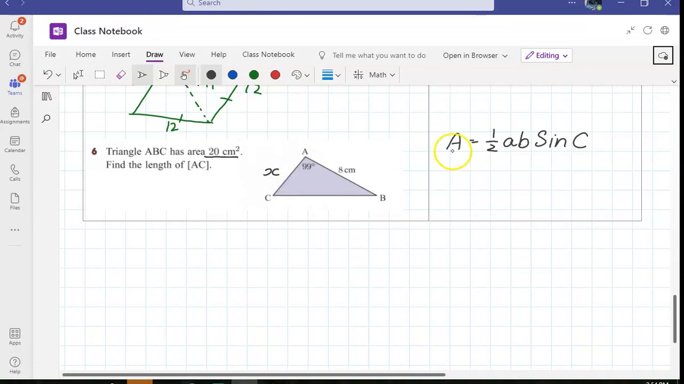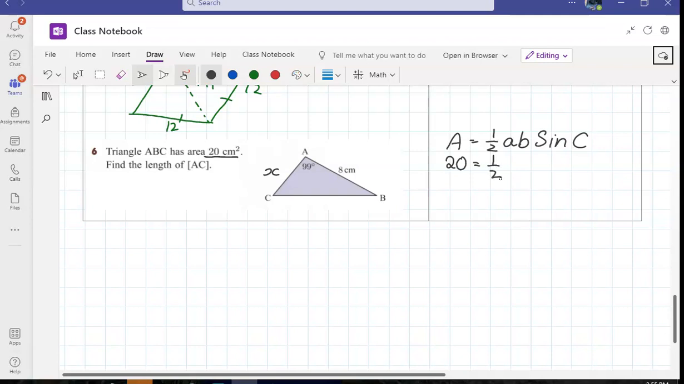So instead of writing A for area, we actually know what that is, don't we? So instead of A, we're going to write? Look, it tells you area is 20. So we're putting, that's the 20, right? The half is in the formula, so we pop that there. A and B, they're your two lengths that make up the angle, correct? So do we know what our A and B are?